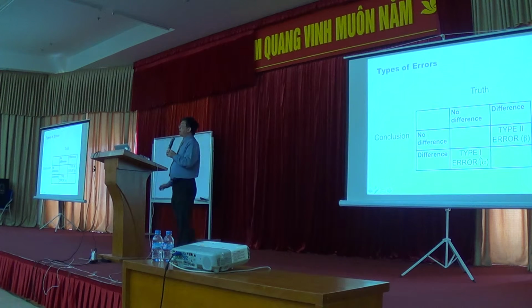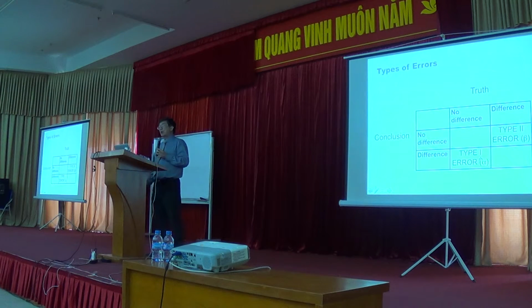Okay? Alpha is the probability of committing a type 1 error. And by convention, we accept a alpha of 0.05. Okay? Meaning that if the test tells me that there is a difference with an alpha of 0.05, that means I am 95% sure that I'm right.